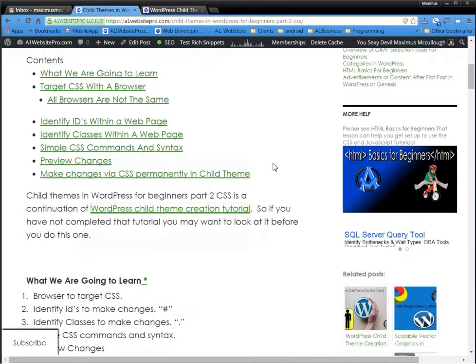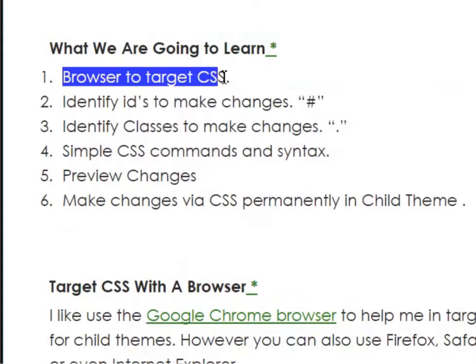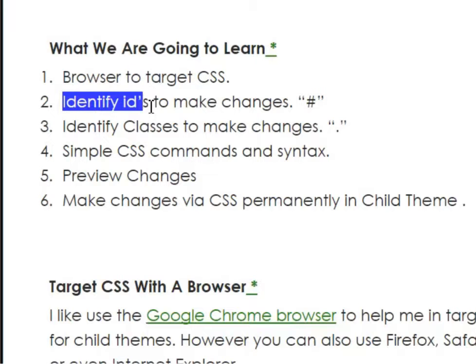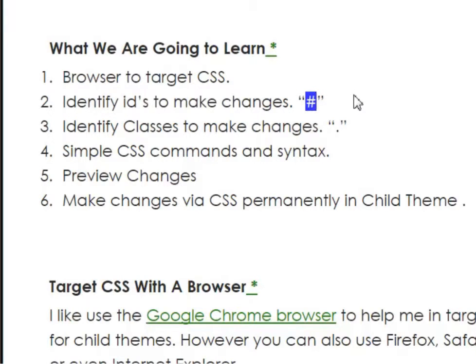Okay, that being said, what we're going to learn here is what browsers to use to target CSS. We're going to identify IDs in order to make changes to IDs, and this little pound sign lets us know that it's an ID div, and you'll get to understand that later in the video. And there's another one called classes, and that usually starts with a period. That lets us know that it's a class that we're trying to target, not an ID.